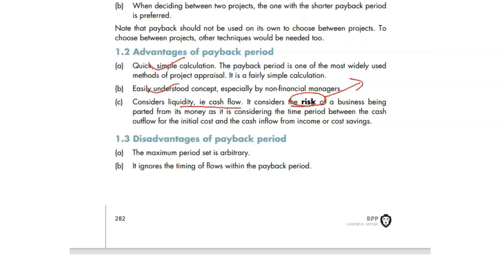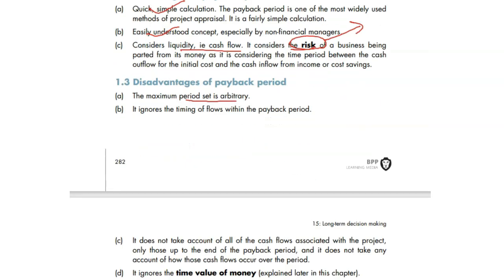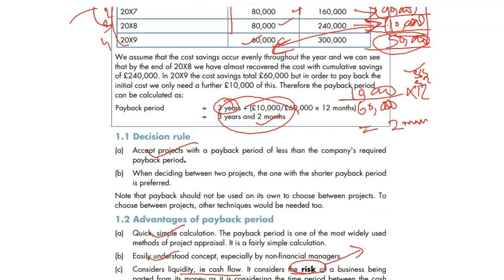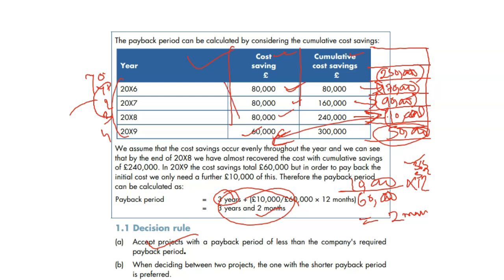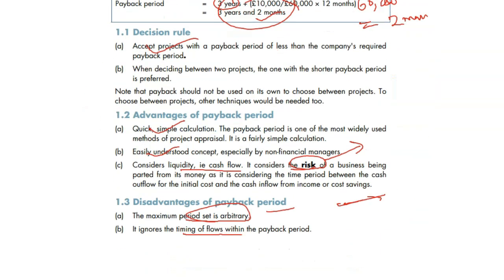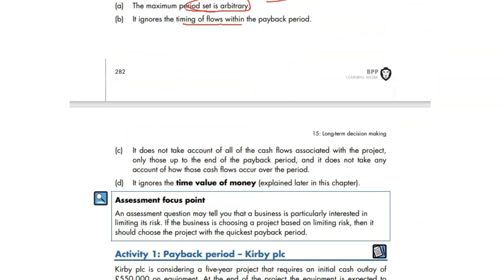But there are some disadvantages. The maximum period set is arbitrary, like the payback period we said 3 years, 5 years, or even the number of years the investment is going to run, which is questionable. It can very well differ. It ignores the timing of the flows within the payback period, when the cash or cost savings are coming in. The biggest disadvantage here is that the time value of money is not considered.